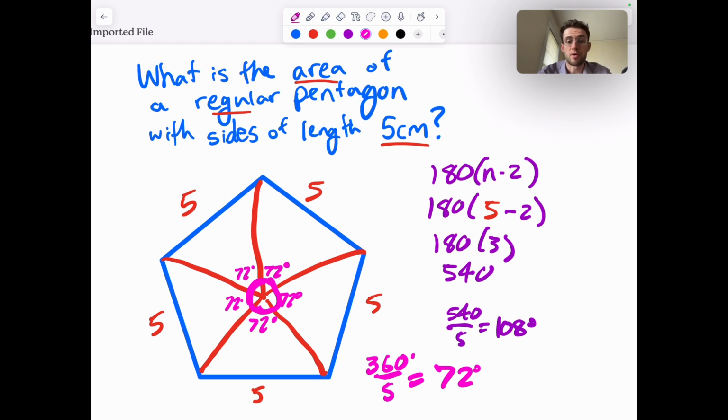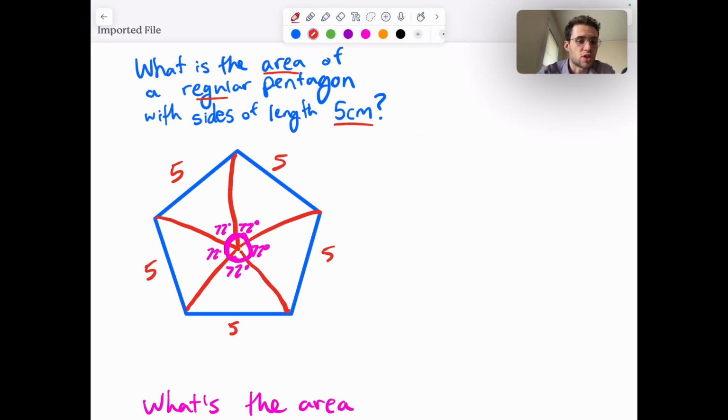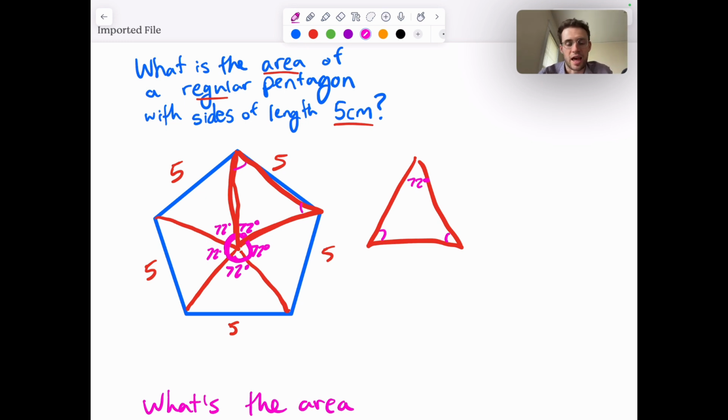And now we can move on with finding the area of this pentagon. So we know to find the area of the pentagon, we want to find the area of one of these triangles. And since they're all congruent to each other, we would just multiply that by 5 because there are 5 of these congruent triangles. So I'm going to redraw that triangle right here. We know that the top angle is 72 degrees. The 2 bottom angles are the same as each other. They're just dividing those 108 into halves.